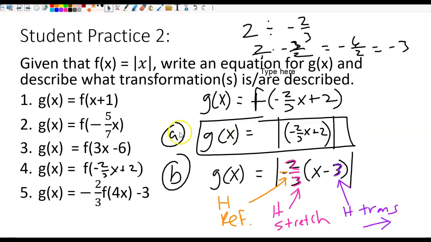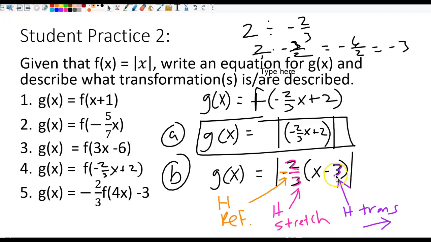Okay, so the equation, as you see here in part A, is the absolute value of negative 2 thirds x plus 2. In part B, to interpret it, we need to factor out the 2 thirds so we can see the horizontal transformation correctly. The negative that we have there gives us a horizontal reflection. The 2 thirds is less than 1, so that's a horizontal stretch.